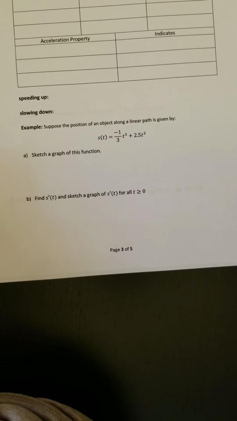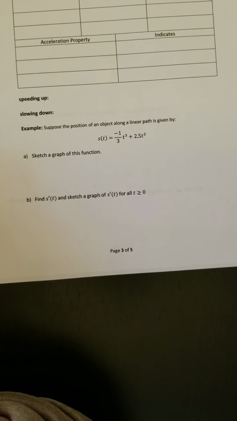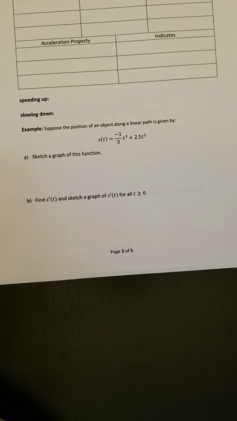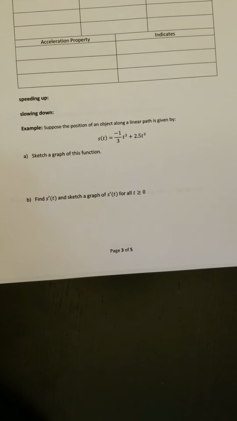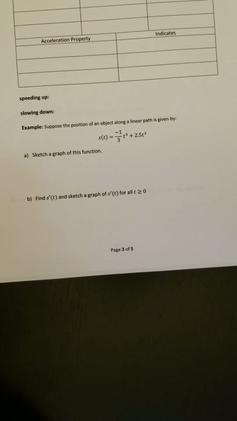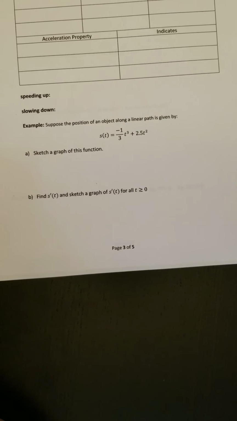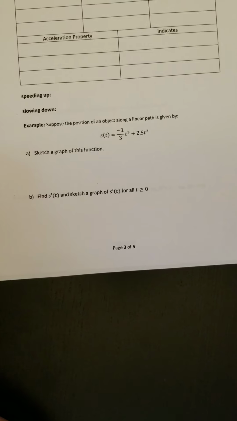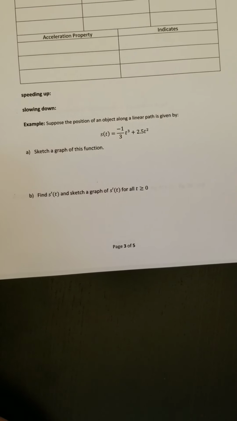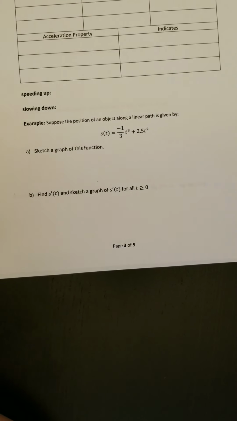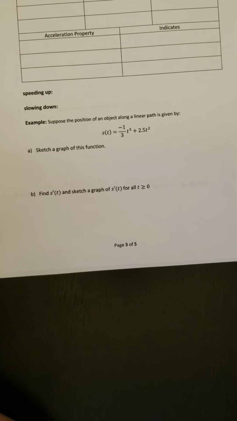Okay, so this is the last video on Unit 6, Day 1, dealing with displacement, velocity, and acceleration. And we're going to go through this one example here that we have quite a lot of extension questions about the position function or displacement function that's given here. So we've got s at t is negative 1/3 t cubed plus 2.5 t squared.